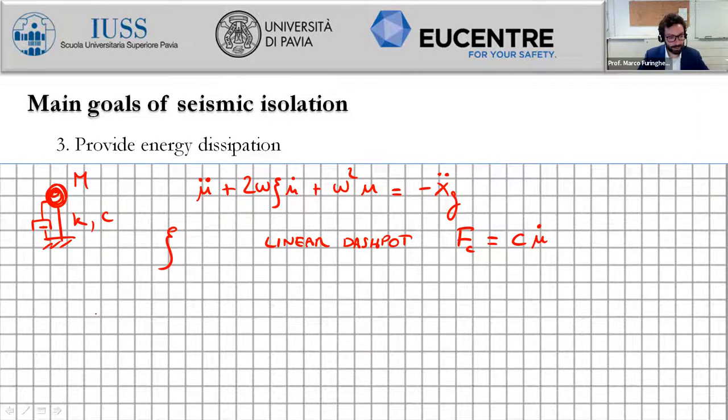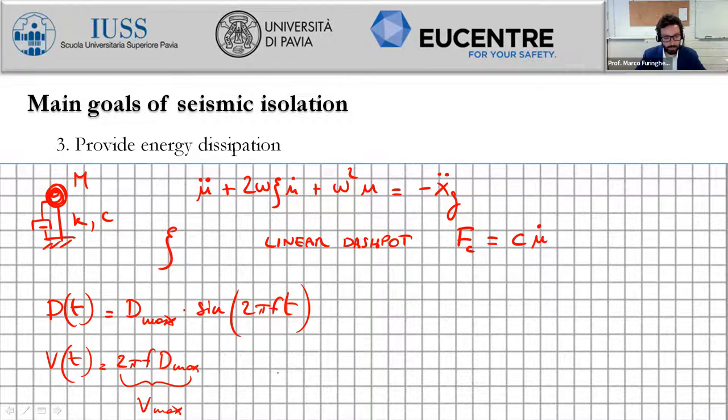So this means something like the displacement time series, which is equal to a maximum displacement times the sine of 2 pi frequency time. So if this is the time series, if we want to compute the first derivative, which is the velocity as a function of time, this is equal to the first derivative of this, which is 2 pi frequency d max. And this is actually v max, times cosine of 2 pi frequency time.